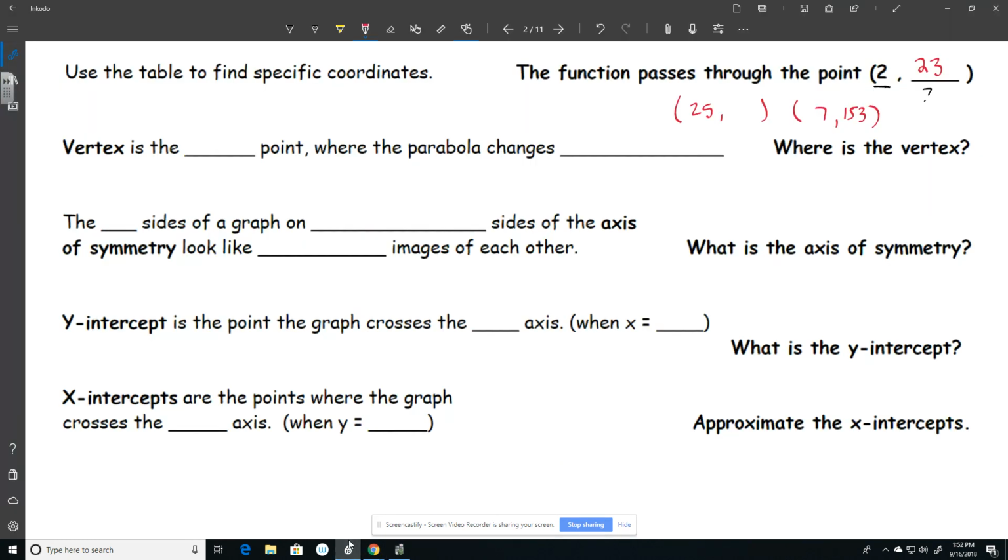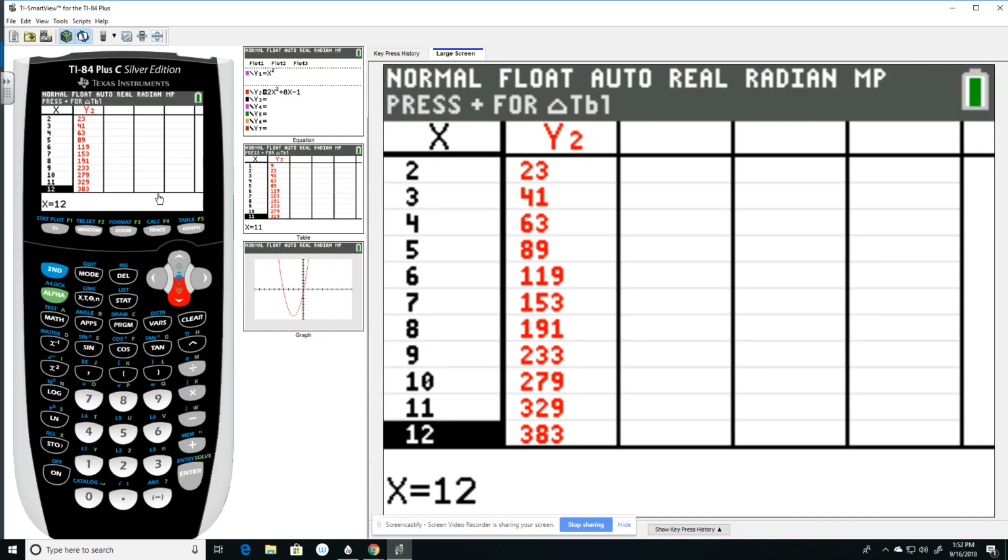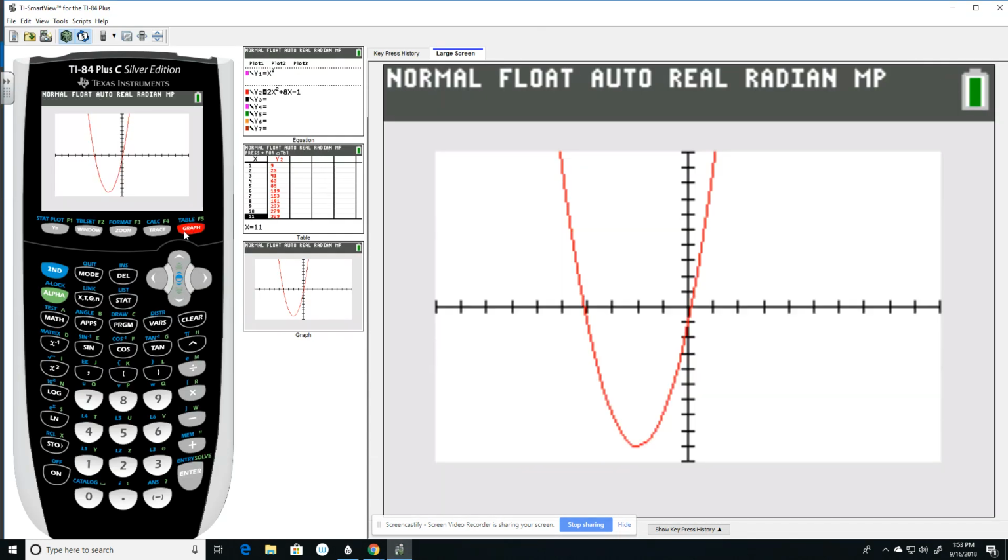Okay? The second thing it wants us to find is the vertex. And remember, the vertex is a specific point on the graph. And it's one of the easiest points to see because the vertex is where the parabola changes direction. And what I mean by that is it's when the parabola stops going down and starts going up. It changes direction. So for this one, I want to go back to my graph.